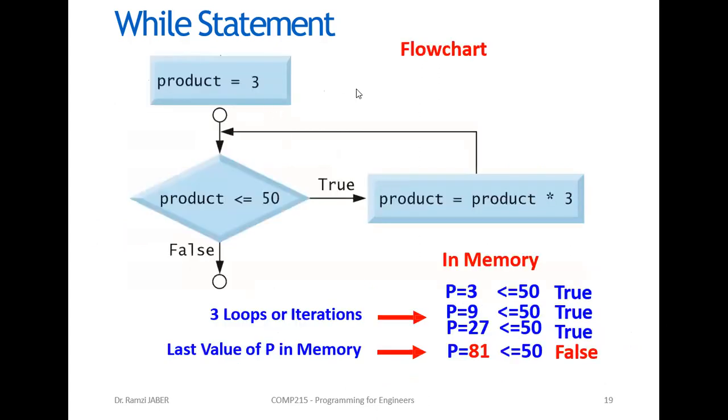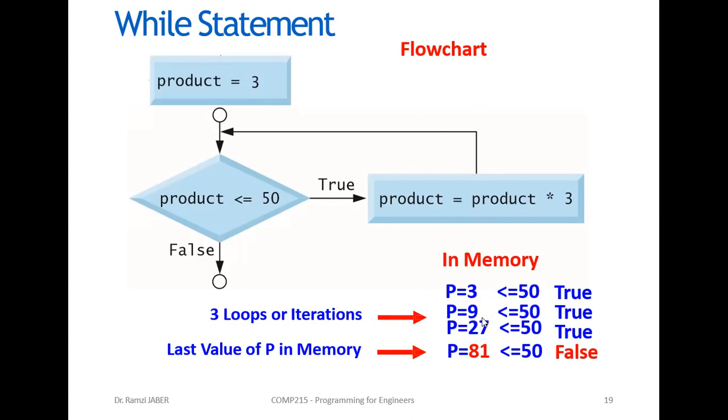So the flowchart of the while statement will be, for example, product 3, the condition product less than or equal 50. If it's true, change the product value times 3 and return. This is the loop and return. So product 3, product less than or equal 50, true. So in memory, p equal 3, less than 50, it's true. When it's true, go to this body. The new product equals product times 3. So new p equals 9 and repeat.